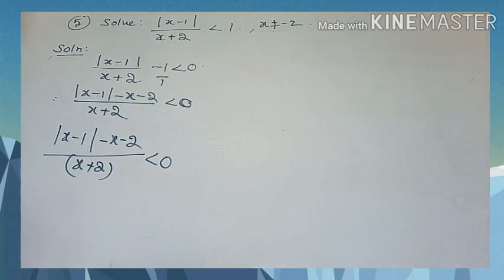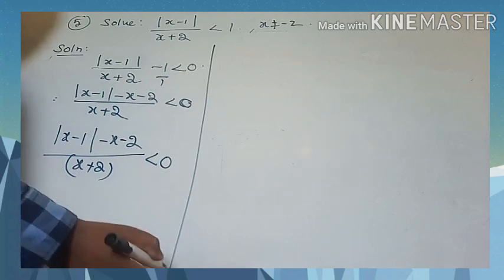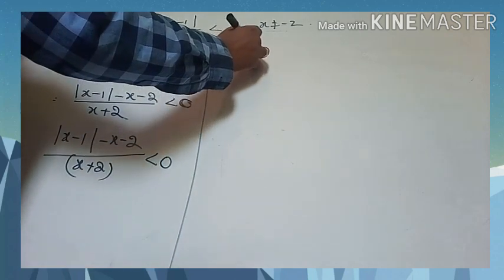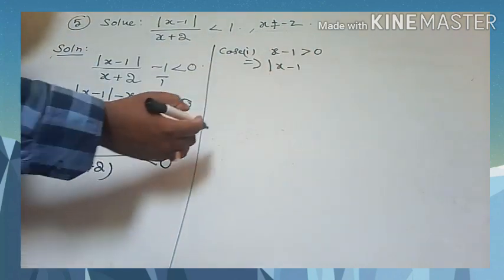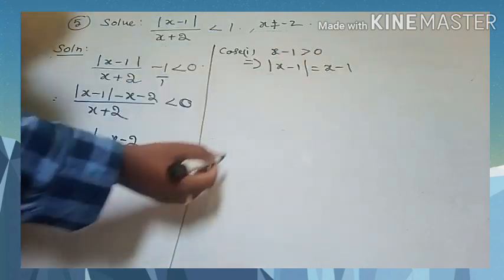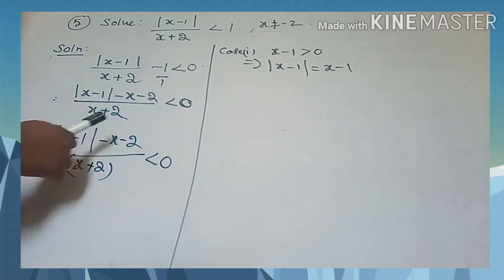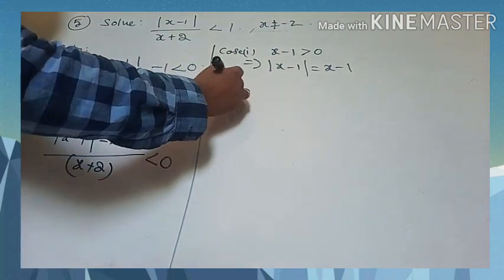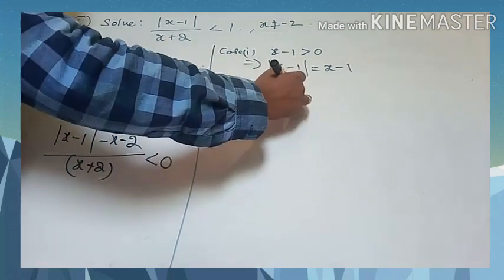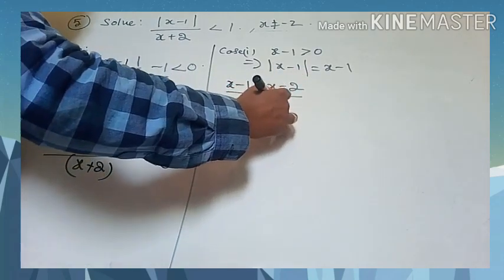Now also in this case, my dear students, we are going to have two cases, right? Because we have here modulus of x minus 1: case 1 is when it is positive, and case 2 is when it is negative, which is what we are going to discuss. Now you see, my dear students, in case 1, if x minus 1 is positive, that means modulus of x minus 1 is equal to x minus 1, like this. When x minus 1 is positive, modulus of x minus 1 becomes x minus 1. Now this problem will reduce to x minus 1 minus x minus 2 by x plus 2, and this is less than 0.